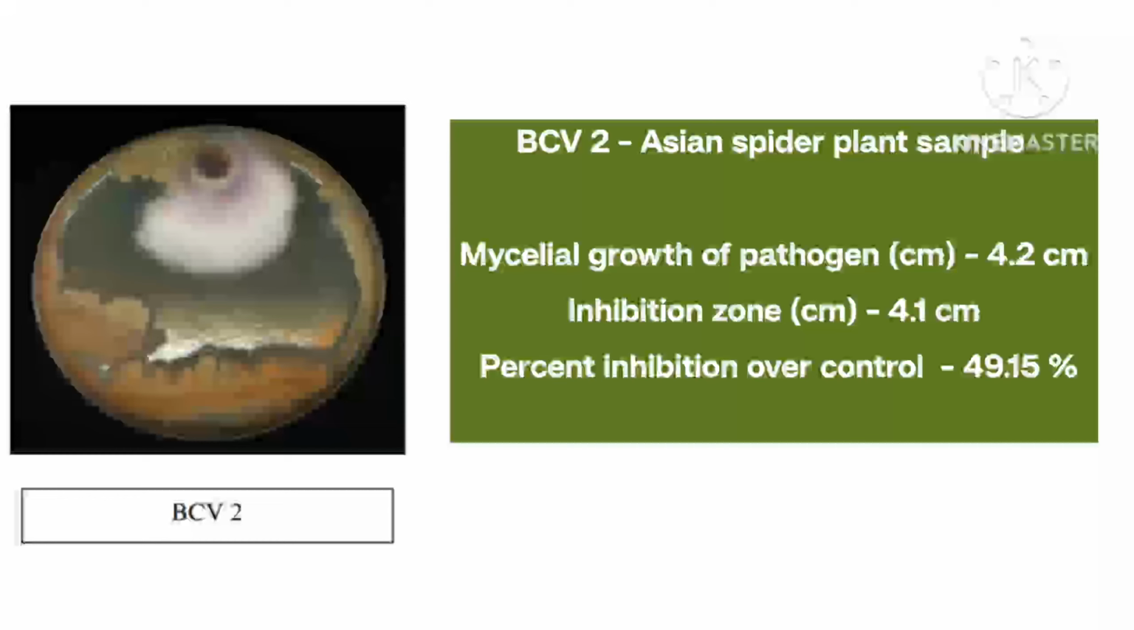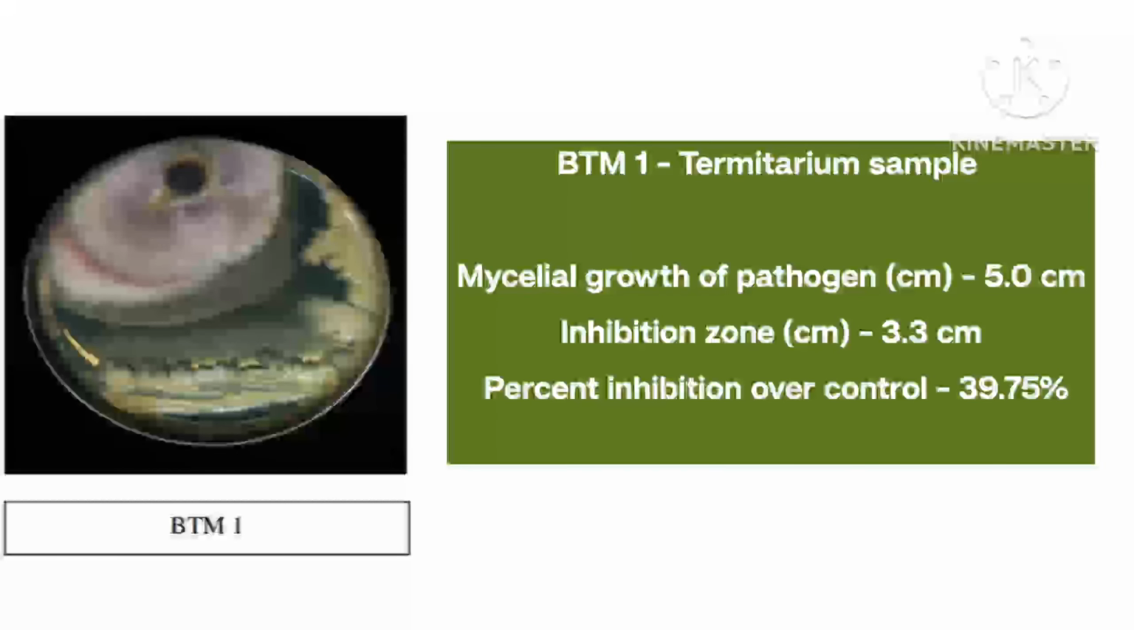Bacterial isolate 2 from Asian spider plant sample. Mycelial growth 4.2 cm. Inhibition zone 4.1 cm. Percent inhibition over control 49.15%. Bacterial isolate 1 from termitarium sample.